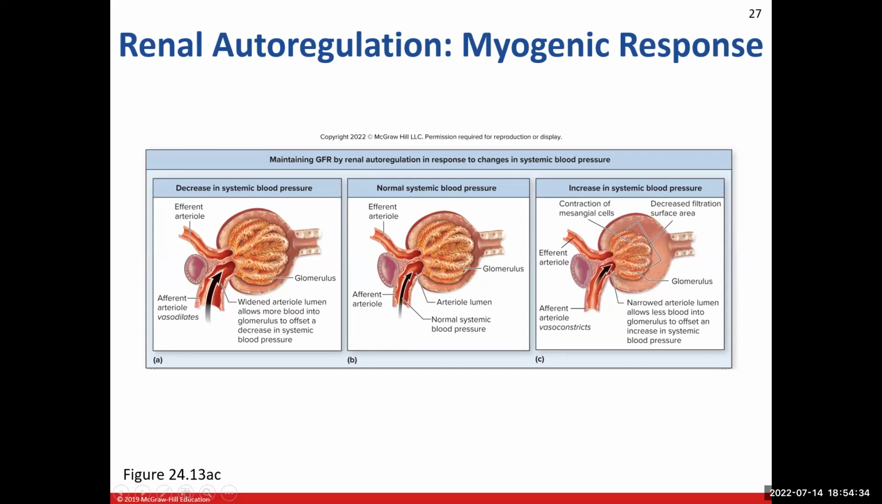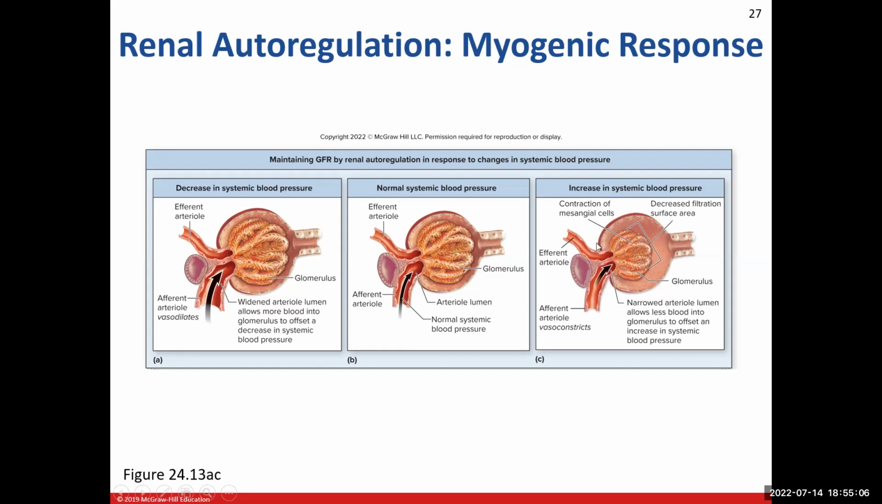because your systemic blood pressure hasn't changed at all. Someone bursts into the room, they cut off your leg, you start to lose copious amounts of blood, and your systemic blood pressure drops. That causes the vasodilation of the afferent arteriole, trying to get more blood into the glomerulus, again, to maintain that glomerular filtration rate.